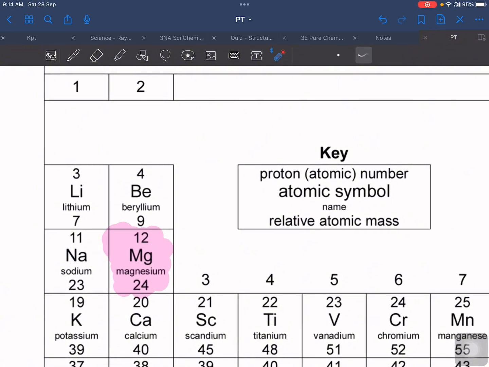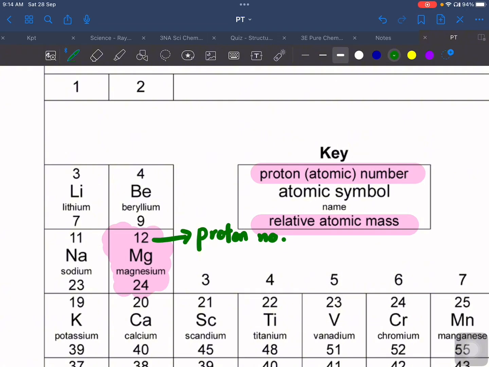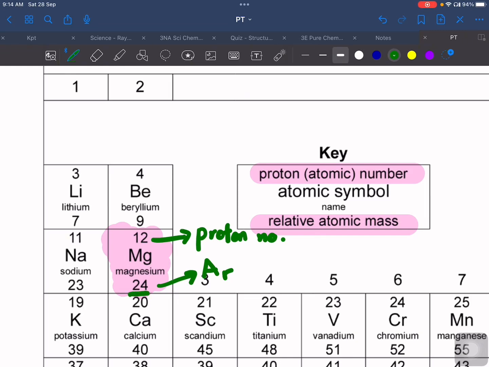And you realize that there are two numbers, one at the top and one at the bottom. You'll remember that in class we mentioned that you can use this key in your periodic table. It's like a legend. It tells you that the number at the top is what we call the proton number. So you have been using this all this while when you're doing your dot and cross. And the number at the bottom is what we call the relative atomic mass, or I'll just use AR as a shortcut. So this means that for one magnesium, the mass is 24.